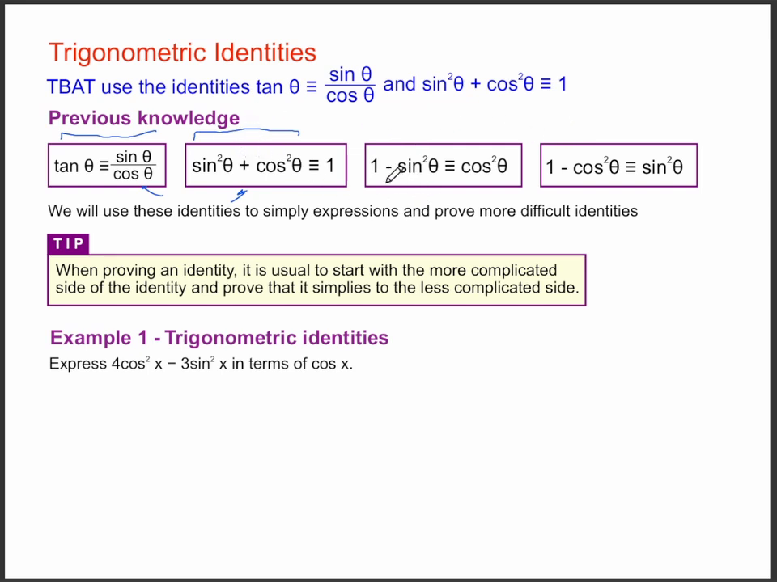Like 1 minus sine square theta equals cos square theta comes from this, and 1 minus cos square theta equals sine square theta also comes from this. And we will use these identities to simplify more difficult identities.